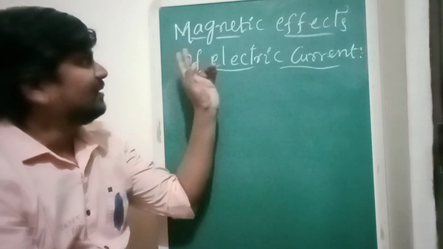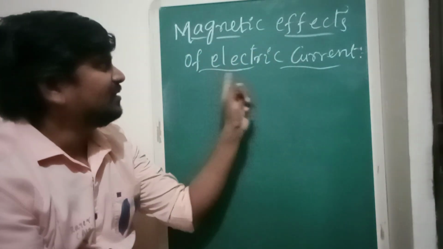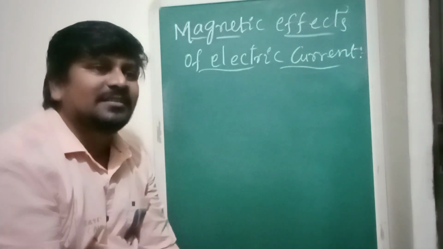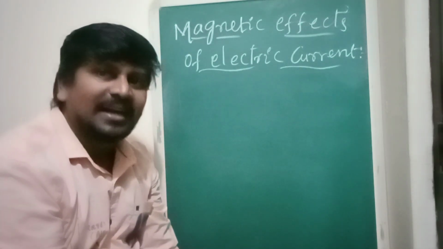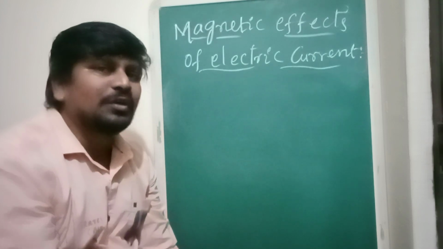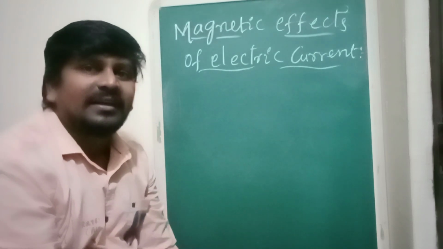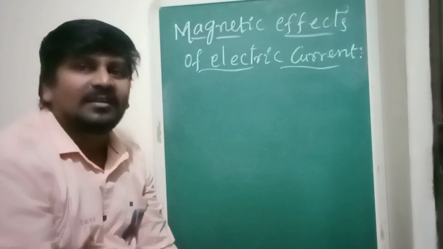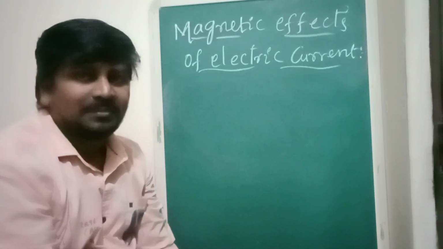So what is the meaning of the magnetic effect of electric current? By passing the electric current through a conductor, it behaves, it acts as a magnet. If the current is passing through the conductor, it acts as a magnet.